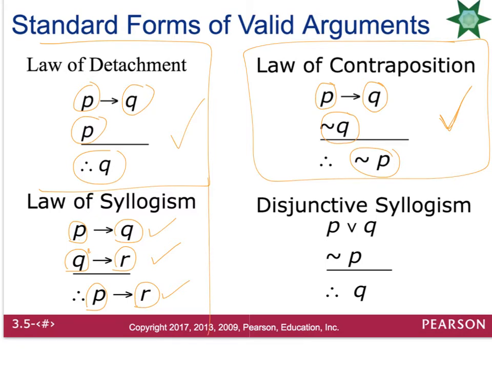The last one is called the disjunctive syllogism. So P or Q, not P, therefore Q. An example of this was, I will have steak or chicken fajitas. I did not get steak fajitas, therefore I have chicken fajitas. So all four of these are called valid arguments.